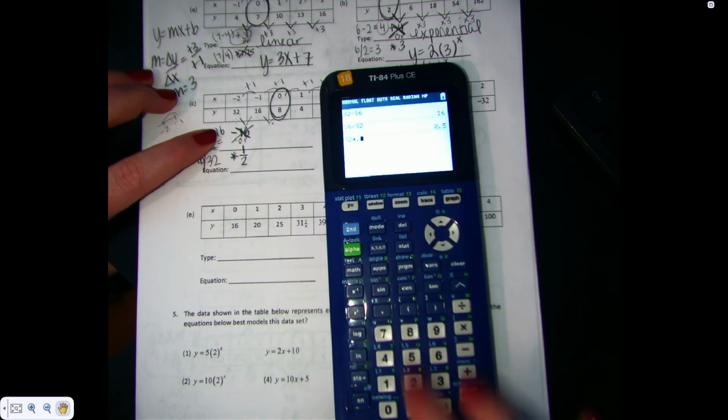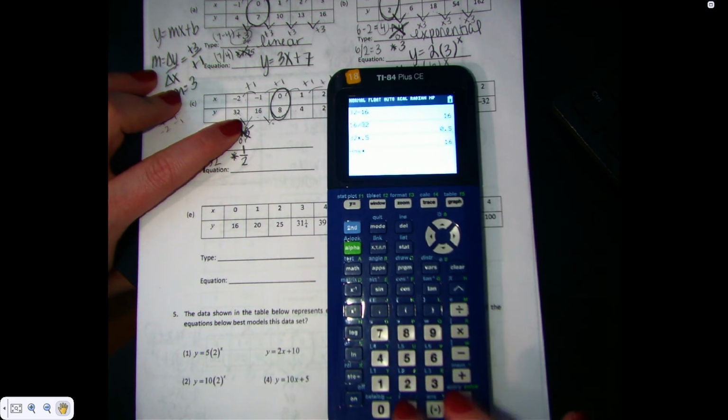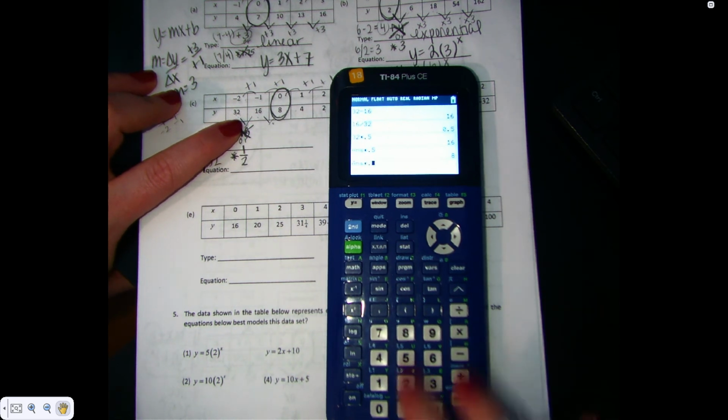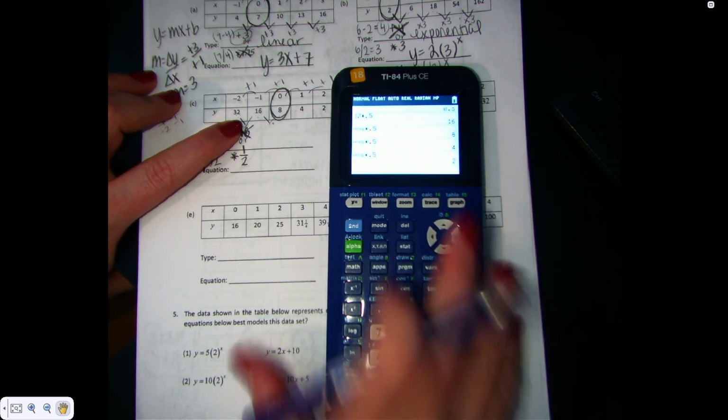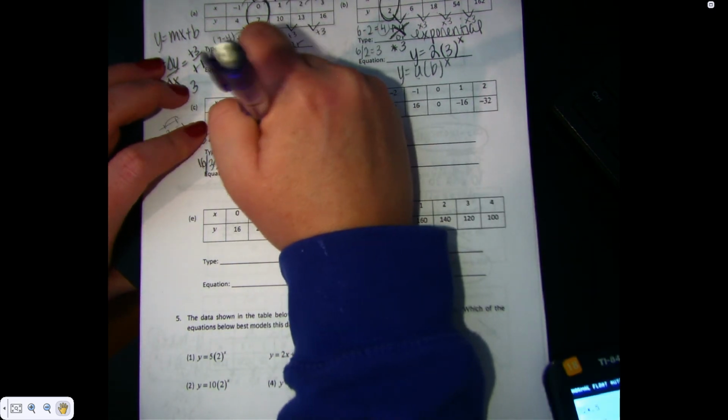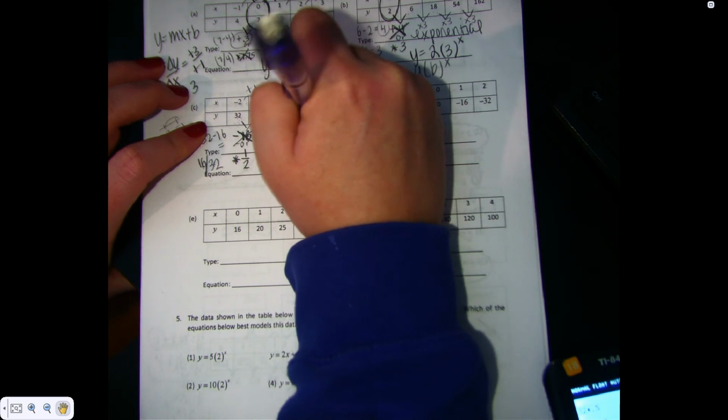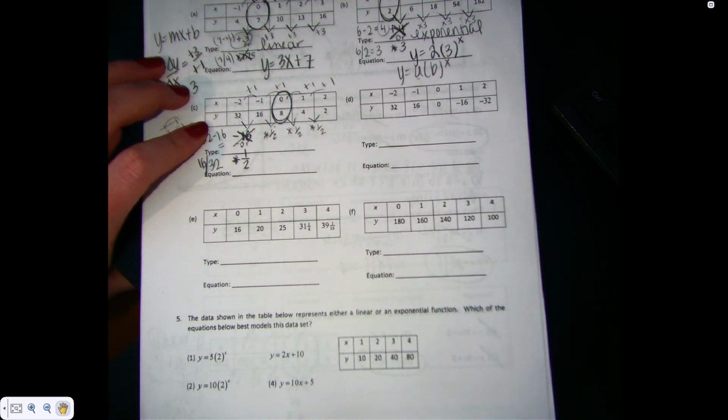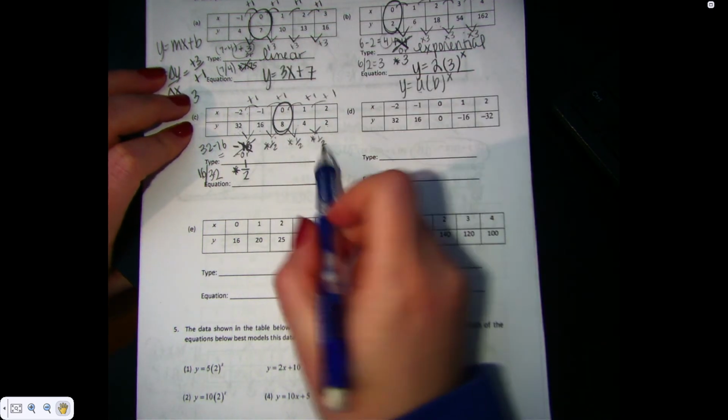Now let's do some multiplication. 32 times 0.5 is 16. 16 times 0.5 is 8. 8 times 0.5 is 4. 4 times 0.5 is 2. So this is multiplying by 1/2 each and every time. Yes, you could say dividing by 2, but in the equation, you cannot put dividing by 2. You have to put what is being multiplied. Since I'm multiplying, this is exponential, and my equation for an exponential function is y equals a times b to the x.